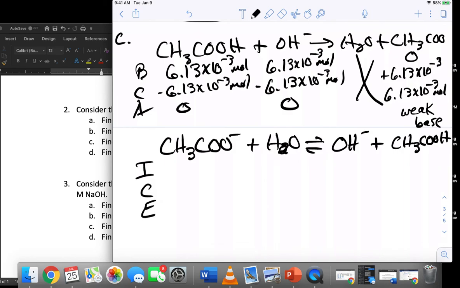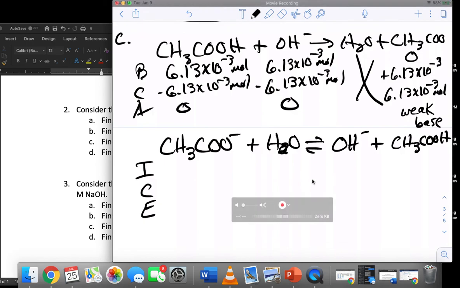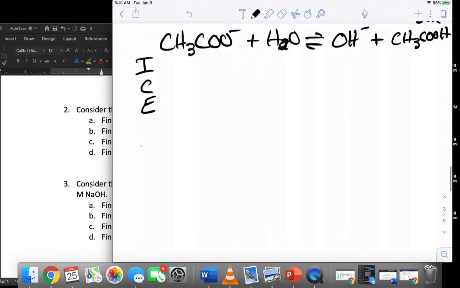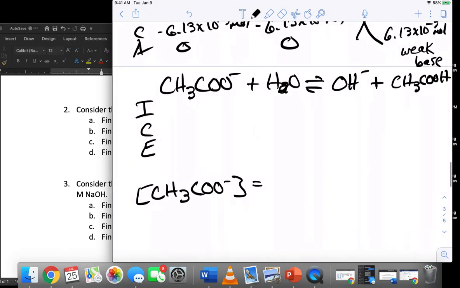Now, since this is an equilibrium, it is the ice table. And there's two things I have to be careful about here. One, if it's an ice table, I can't use moles. I actually need concentration. So before I can even start using this ice table, I have to get this number of moles into a concentration. So my concentration of acetate should be equal to my moles that I found up above, right? That 6.13 times 10 to the minus 3 moles divided by my total volume at the equivalence point.